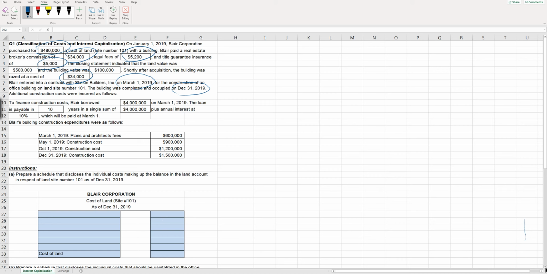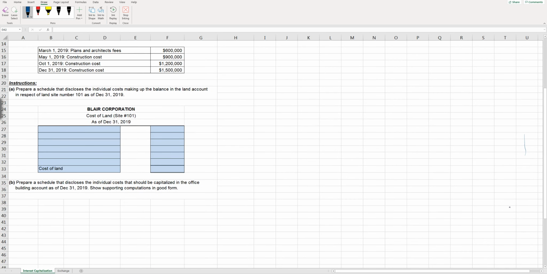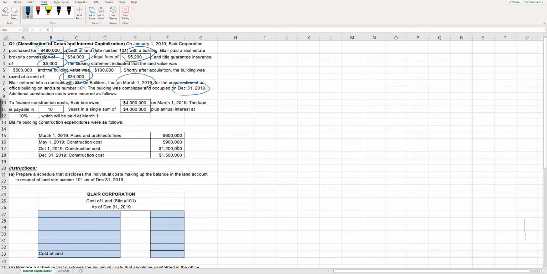Next, we're going to get to the cost of the building. To record the cost of the building, all these expenditures will be the cost of the building, right? Well, these are expenditures. In addition to these expenditures, we also need to consider the interest capitalization. So the key of this question is interest capitalization. So let's get to the interest capitalization.